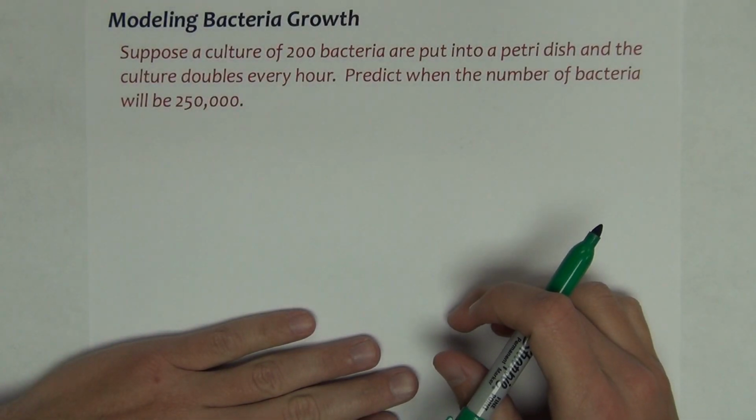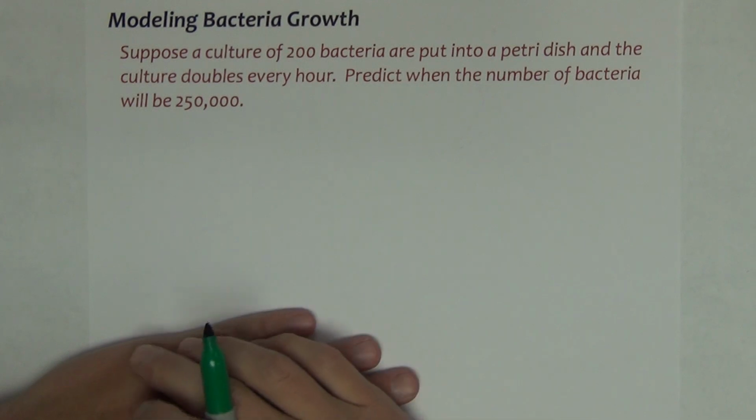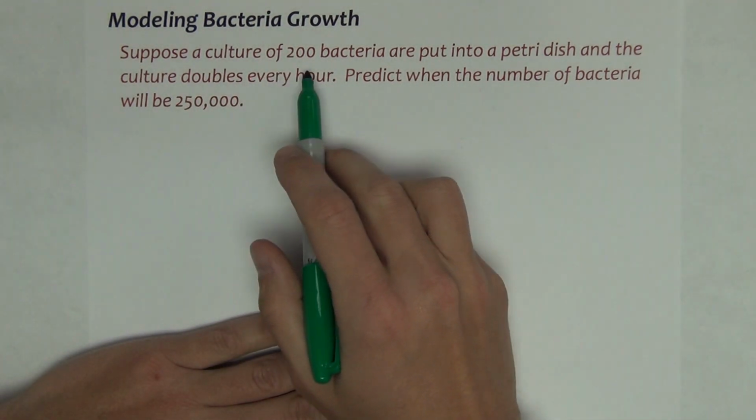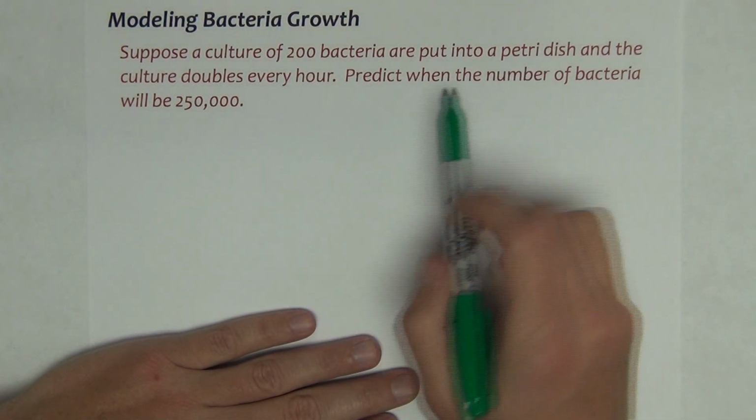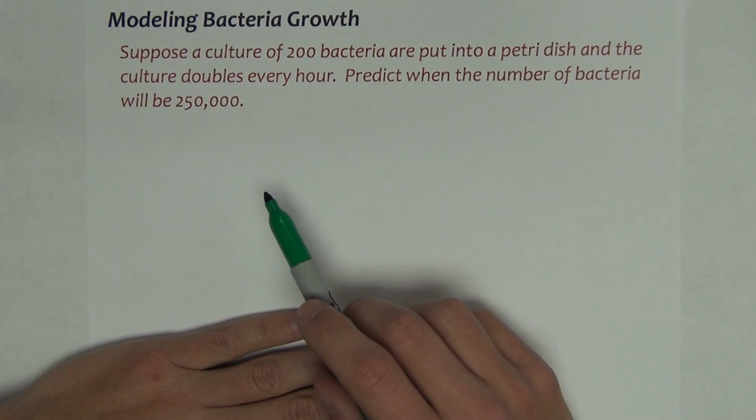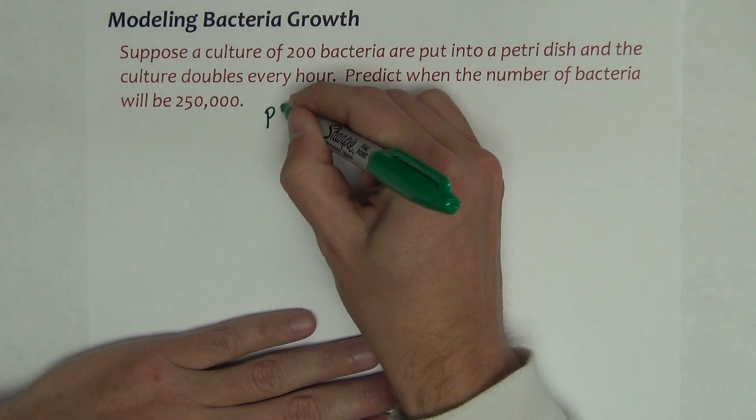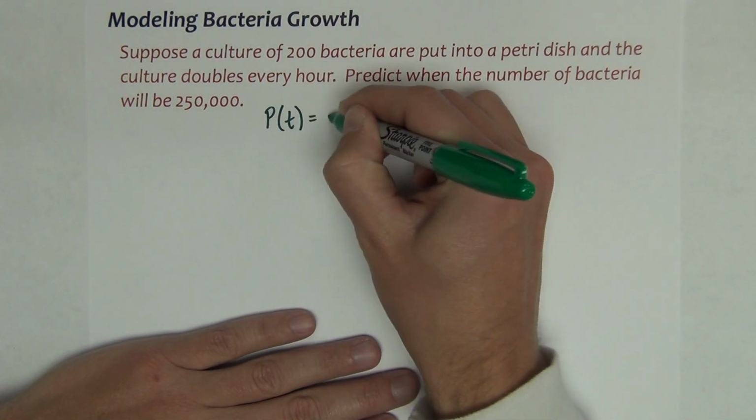Well, let's use this population model to model bacteria growth as a common application. It says, suppose a culture of 200 bacteria are put into a petri dish and the culture doubles every hour. Predict when the number of bacteria will be 250,000. So I'm going to begin with this population model.